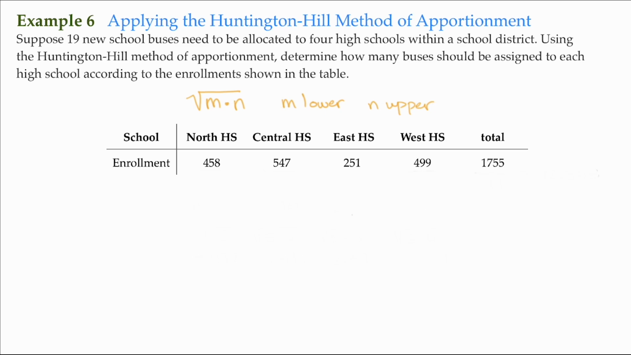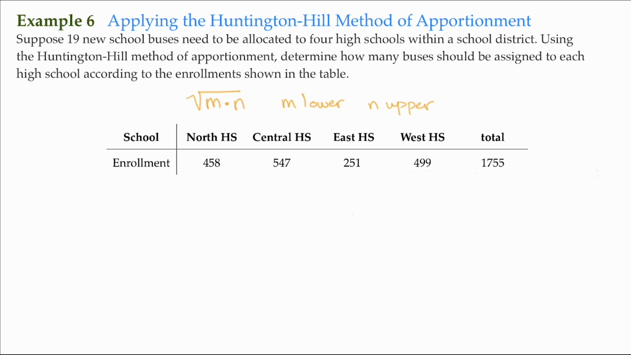So this example states, suppose 19 new school buses need to be allocated to 4 high schools within a school district. Using the Huntington-Hill method of apportionment, determine how many buses should be assigned to each high school according to the enrollments shown in the table. So here's our table here. These are our separate subgroups, these different high schools. These are the enrollments for each high school with an overriding total here of 1,755.